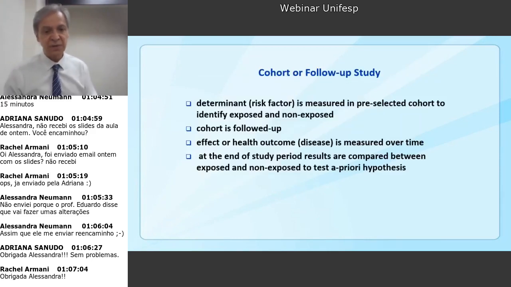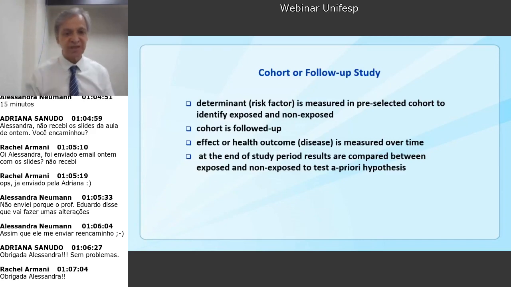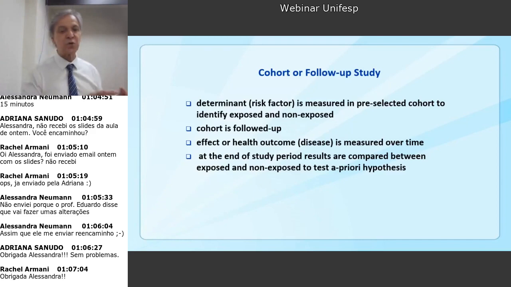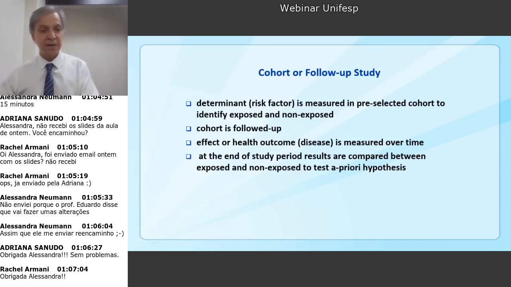So here we have a little bit of more detailed. Your risk factors measured in pre-selected cohort to identify exposed and unexposed. Cohort is followed up. The outcome of interest is measured over time. You tally every time the event occurs. You have to have a system, a registry type. Okay. At the end of the study period, results are compared between exposed and unexposed to test a priori hypothesis. You should not be creating hypotheses as we go along.